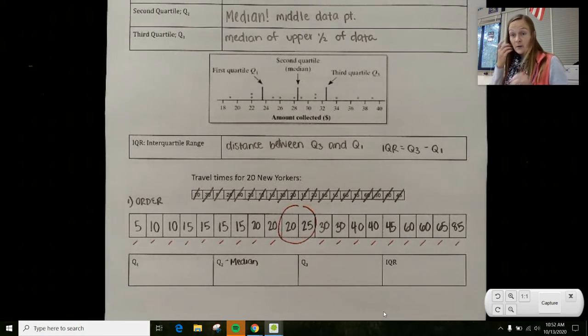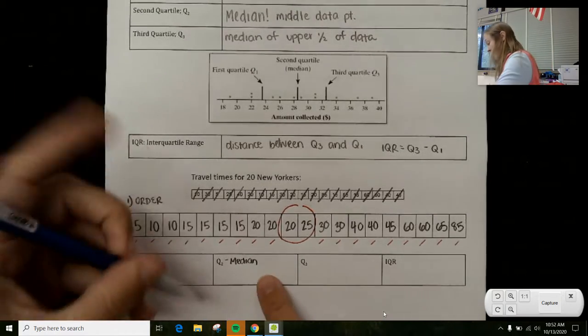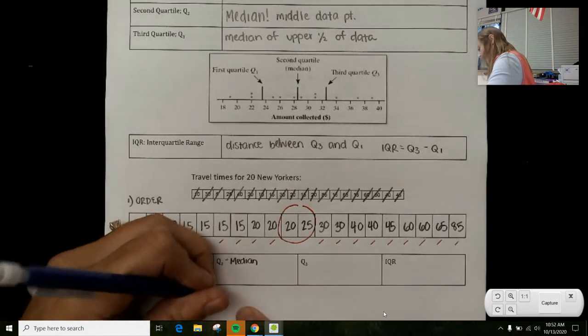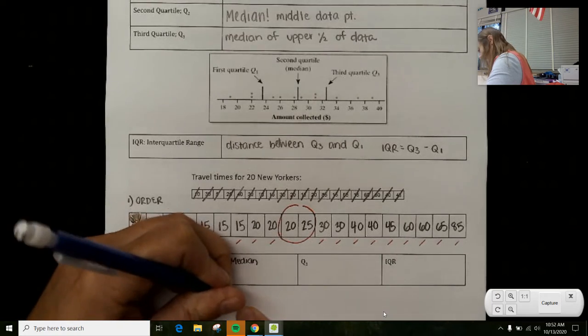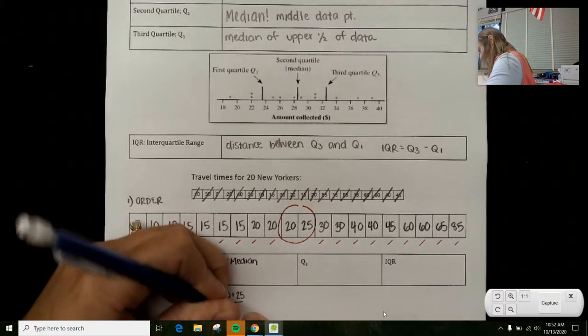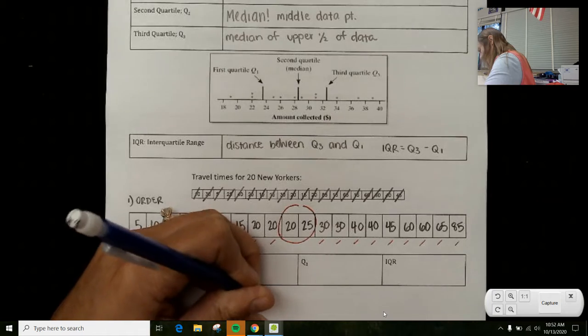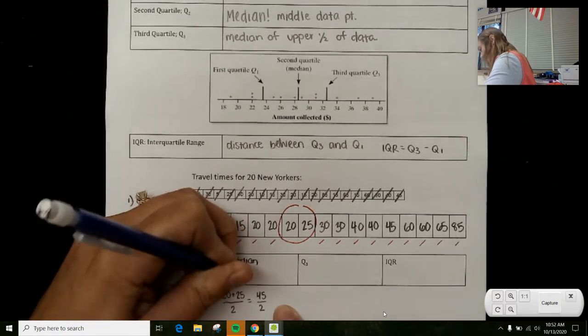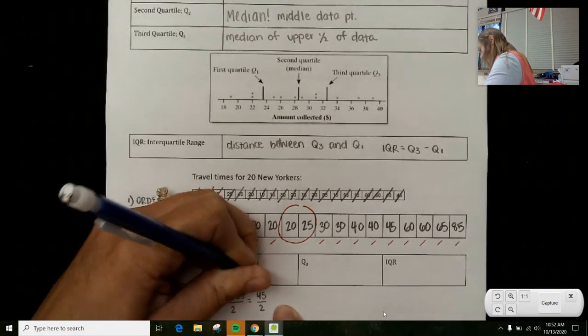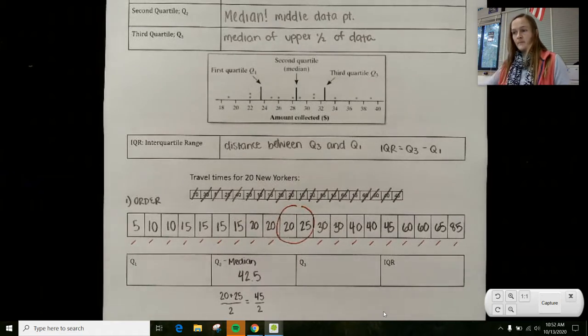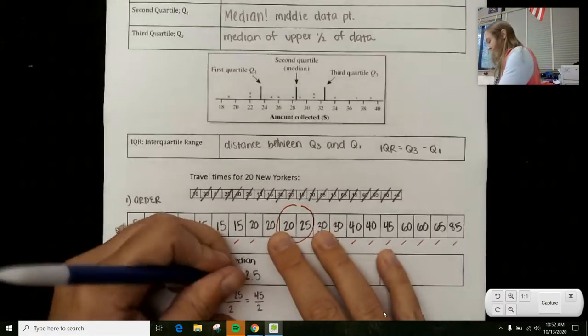Now, since I didn't narrow it down to just one value, I need to find the average of these. So my median is going to be 20 plus 25 over 2. So that's 45 over 2, which is... not 42.5, 22.5.